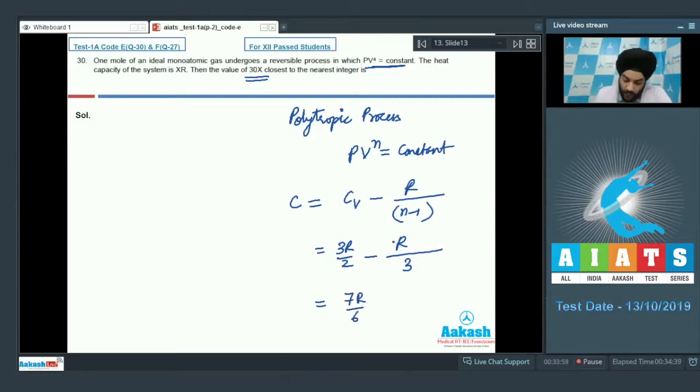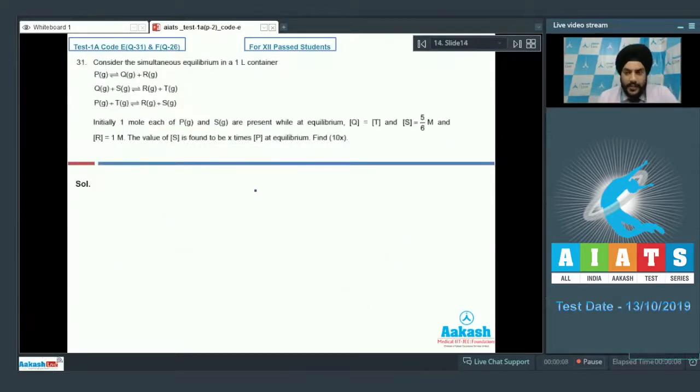So students, now we have to report the value of 30x. So the value of x is 7 by 6. So 30x will be equal to 35. So students, for this question, we have to mark the correct answer as 35. Let us look at the next question now. Let us look at question number 31 now, students.